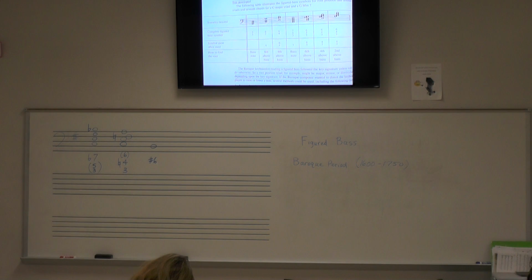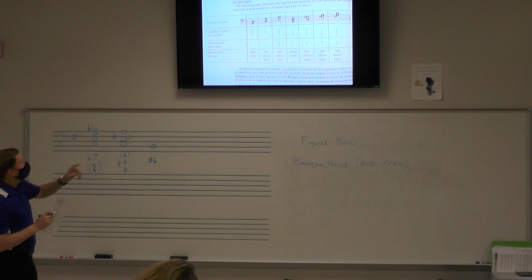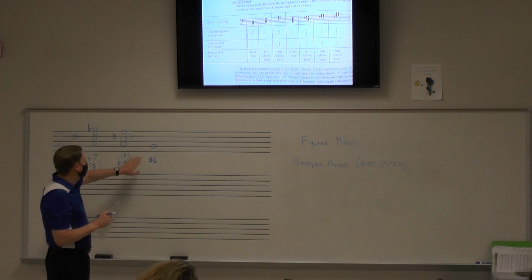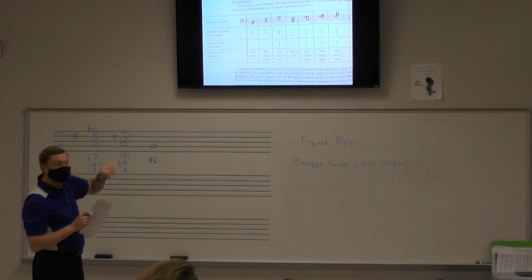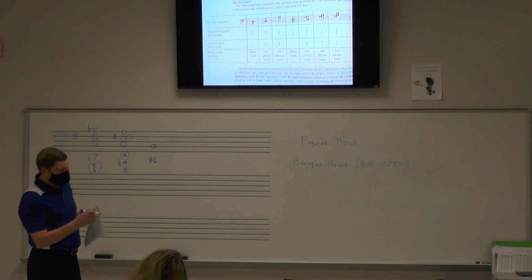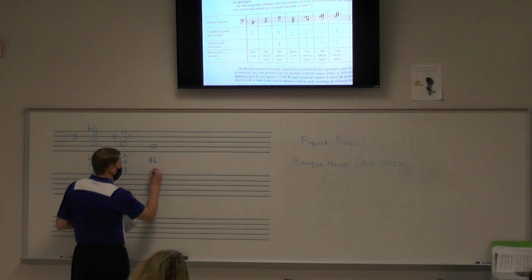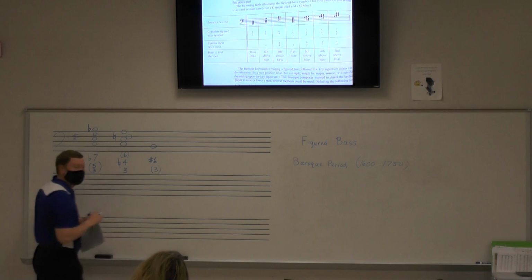That's the only information you get. You get a bass note B, and you get a sharp 6 figure. 6 by itself, again, don't worry about the accidentals. What's the full symbol? 6, 3. Yeah, you have to know this, otherwise it's going to be very confusing.